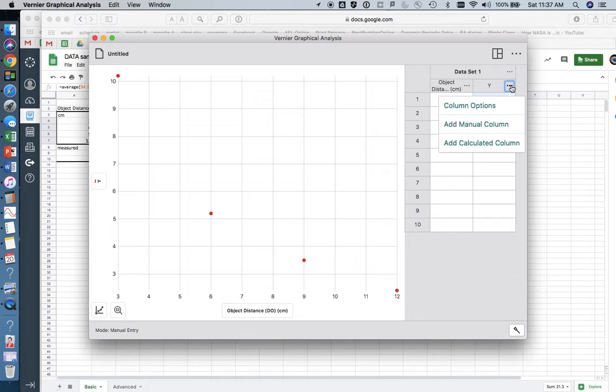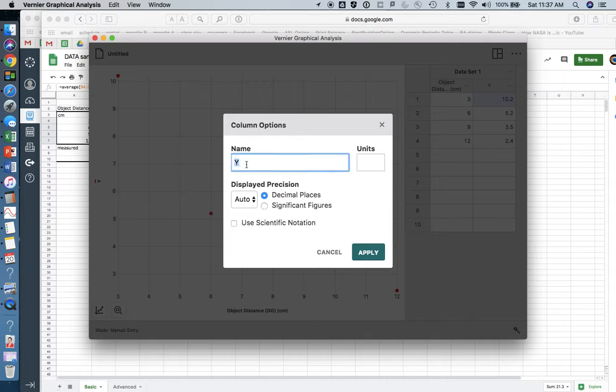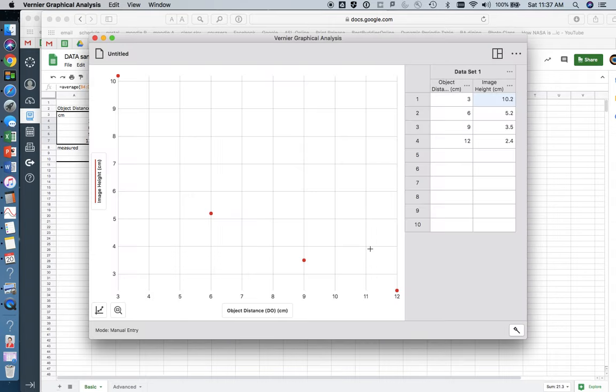We need to do the same thing for the Y. Y is image height, and that's also measured in centimeters, probably. I'm going to apply. Now this is correctly labeled. Now if you're a foundational student, this is where your deal ends. You can copy this graph and put it into your spreadsheet.